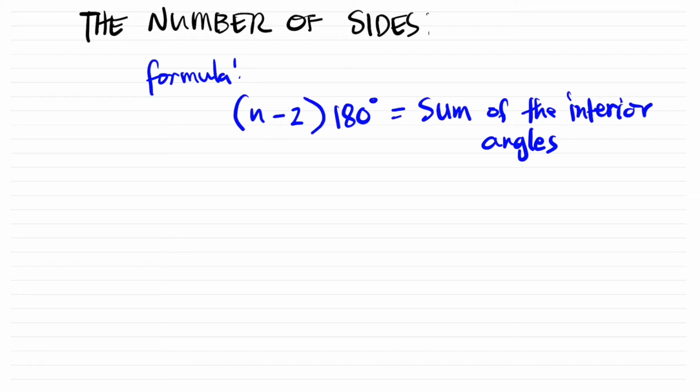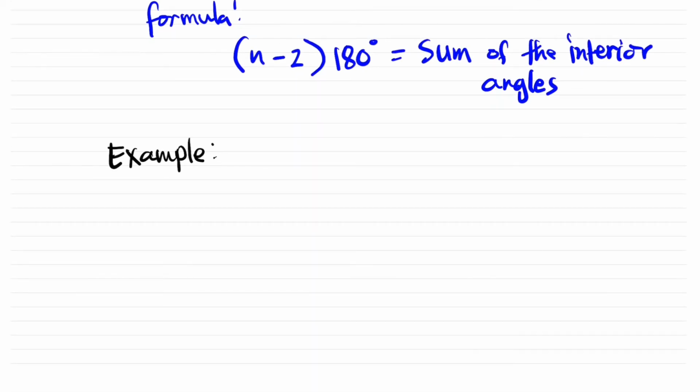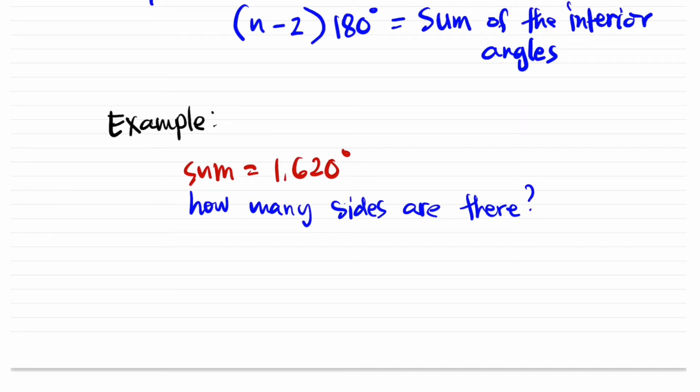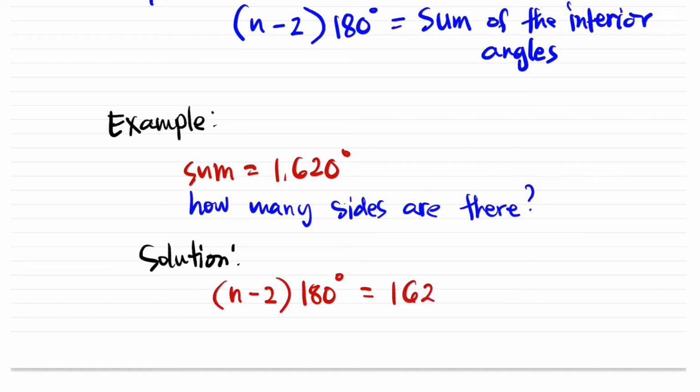So let's have an example here. The given sum is 1620 degrees. The question is, how many sides are there? So we use the formula. We write the solution here: n minus 2 times 180 degrees is equal to 1620 degrees, because that is the sum of the interior angles.